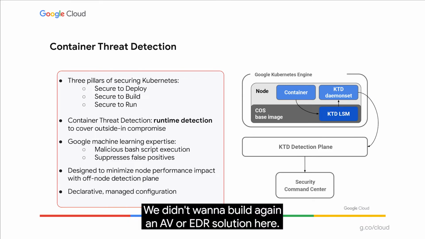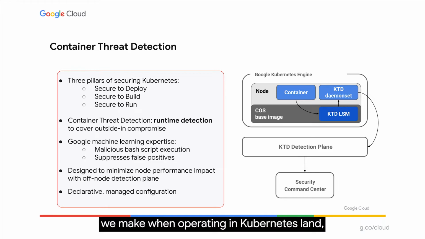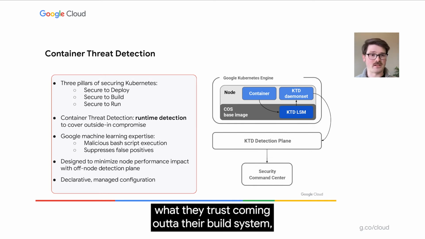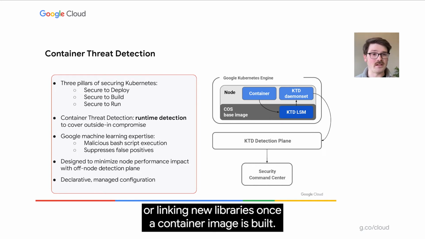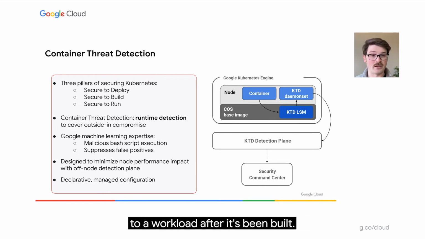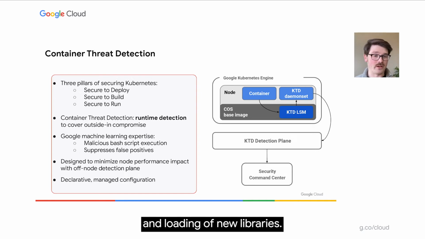We didn't want to build, again, an AV or EDR solution here. We instead looked at what the fundamental assumptions are that we make when operating in Kubernetes land as opposed to traditional server land. One of the things we saw is that users should execute what they trust coming out of their build system, and they shouldn't be introducing new binaries or linking new libraries once a container image is built. This gives us an awesome way of having very high recall detection of new malware that's introduced to a workload after it's been built. In this case, we look for the introduction of added binaries and their execution, or the linking and loading of new libraries.